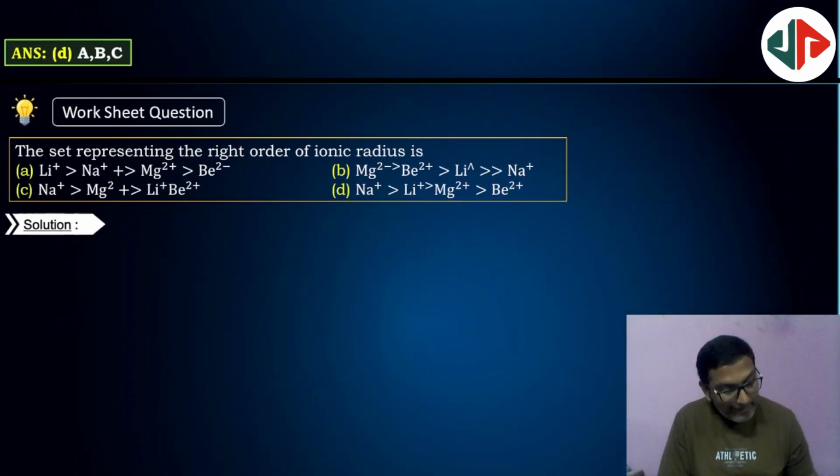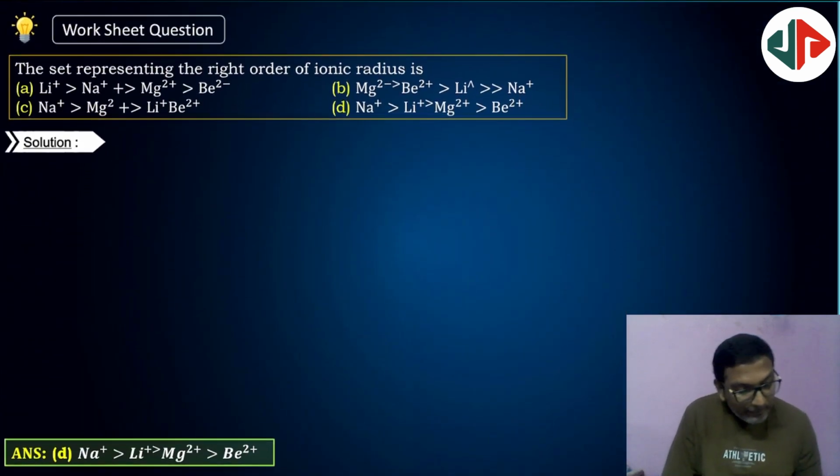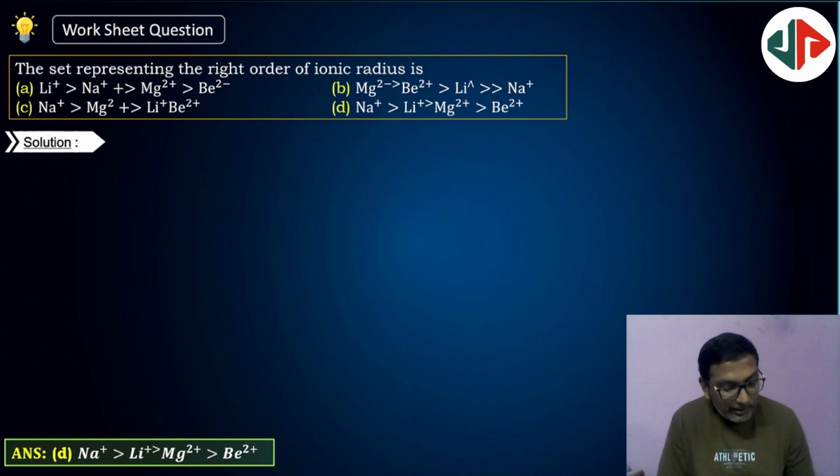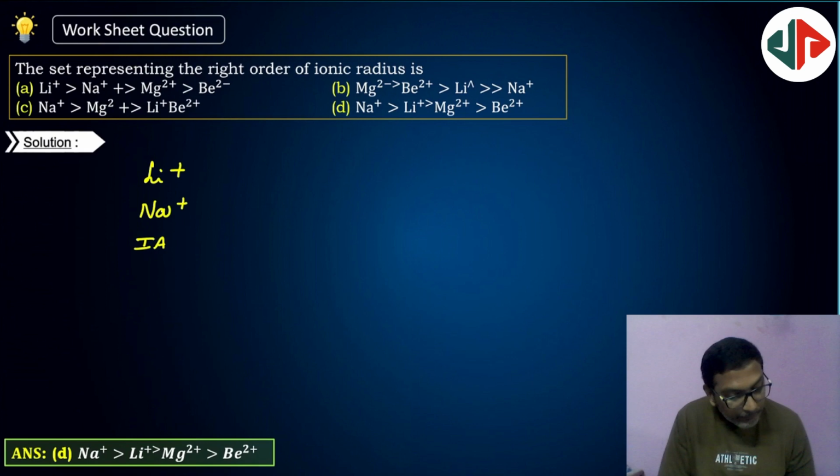Next. Which set represents the right order of ionic radius? Here Li+, Na+, first group, Ba2+. Here Li+ should be there. Next, in option D, it should be Ba2+.